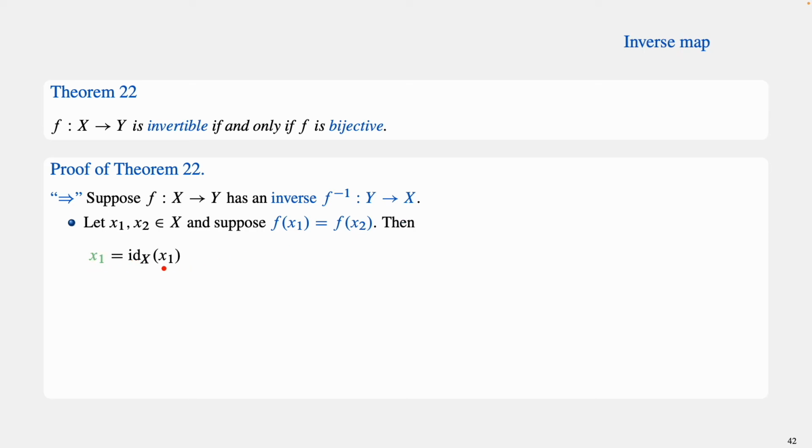So x1 is the same as the identity on X being applied to x1, but the identity on X is the same as f inverse composed with f being applied to x1. And by definition of the composition, this is the same as f inverse being applied to f of x1. But here our assumption is that f of x1 is the same as f of x2. So this is the same as f inverse being applied to f of x2. And again, by definition of the composition, this is the same as f inverse being applied to f.